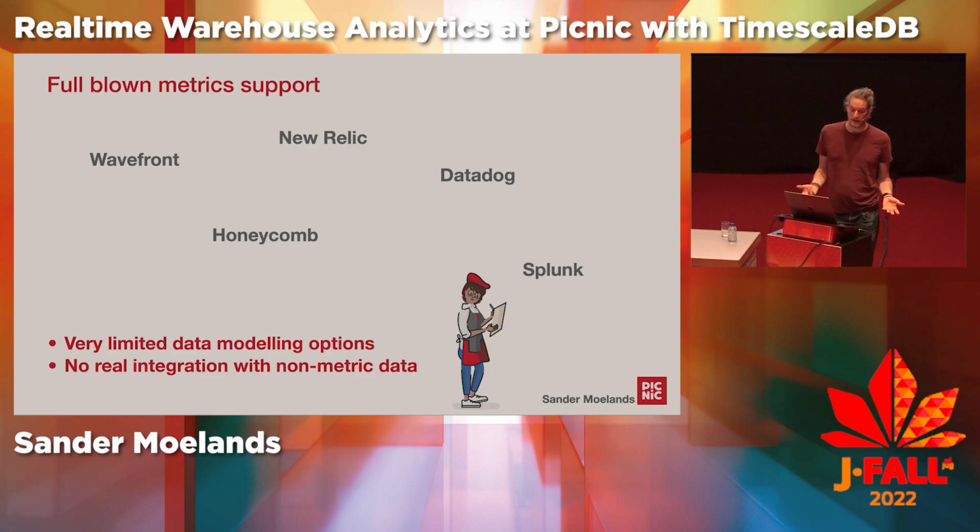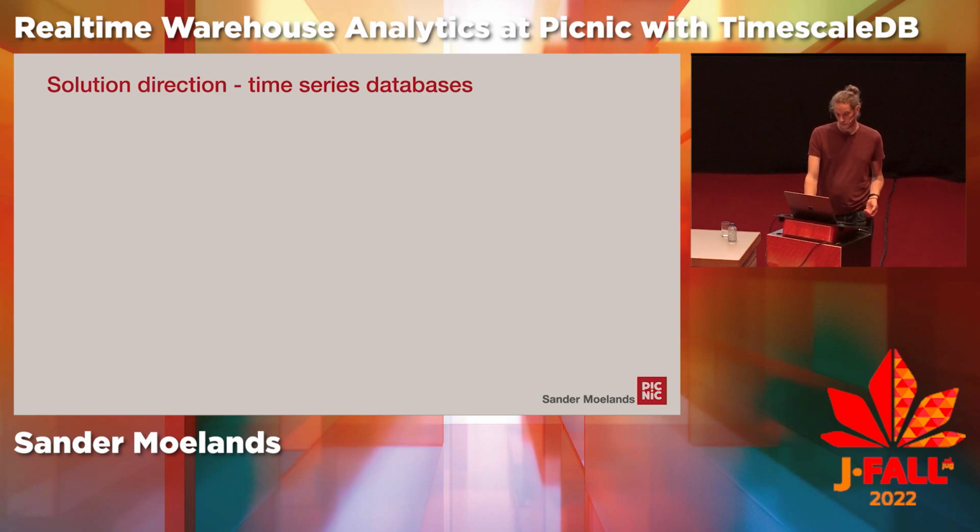So that made us decide, okay, maybe we shouldn't look into these real metrics-like solutions. Maybe we should look more towards some kind of a time series database. So that's what we ended up doing next. So we started looking at some. First there was InfluxDB, which is actually quite a popular time series DB. Should have quite good performance.